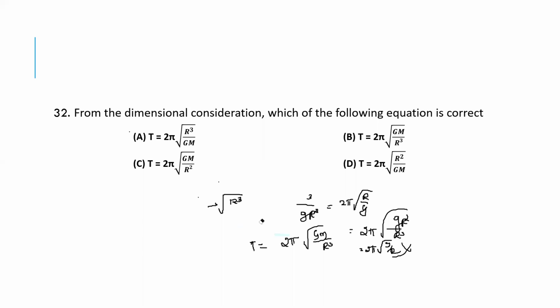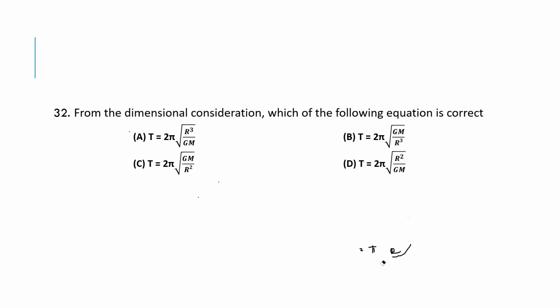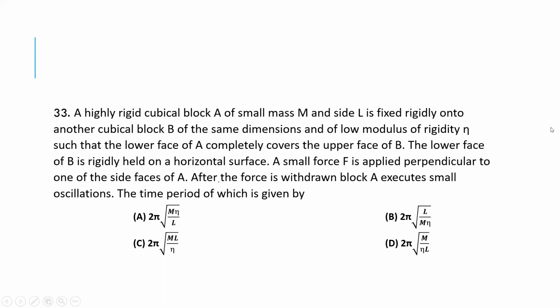So the simplification and the correct option is 2 pi root of r cube divided by gm. That is option A is the right option. Option A is the right option here. Okay. Let's see next question.